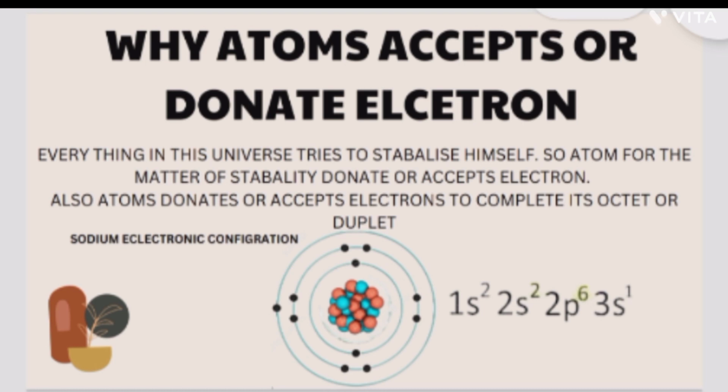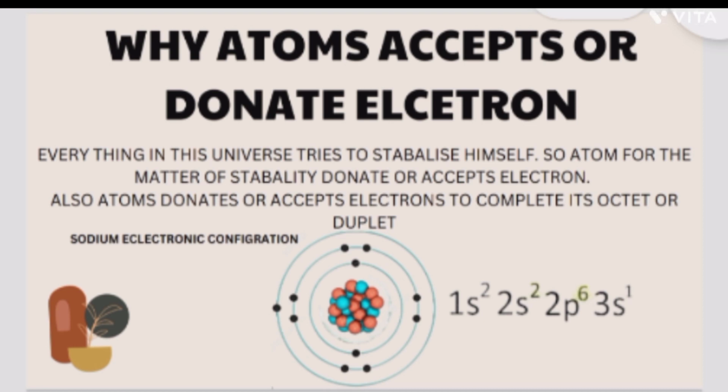Now let's talk about why atoms accept or donate electrons. Everything in the universe tries to stabilize itself. Also humans try to stabilize themselves to be somewhere in their life. So atoms, for the purpose of stability and to complete their octet and duplet, donate or accept electrons, so they might find themselves stable.